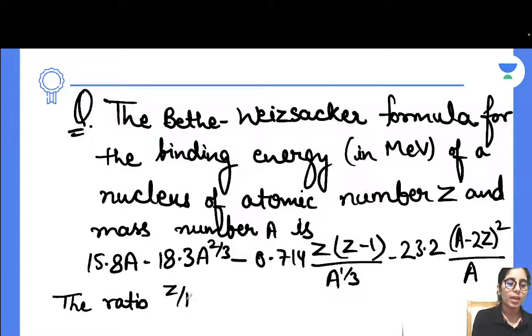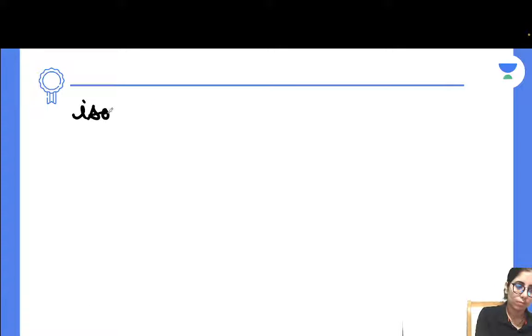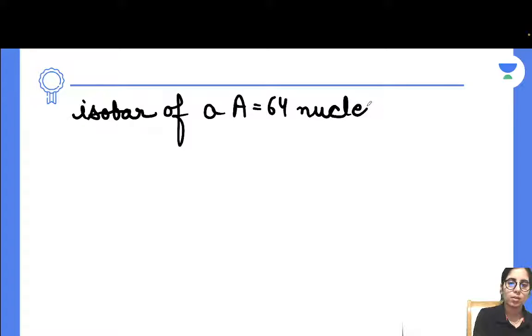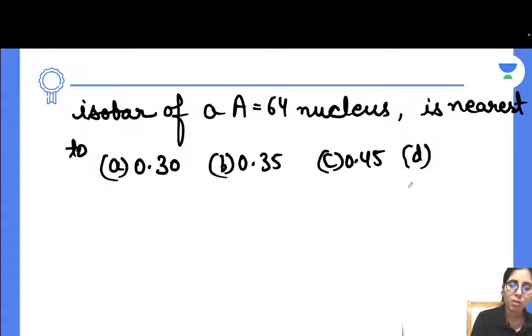The ratio Z by A for the most stable isobar of A equal to 64 nucleus is nearest to. Options are 0.30, 0.35, 0.45, and the next one says 0.50.